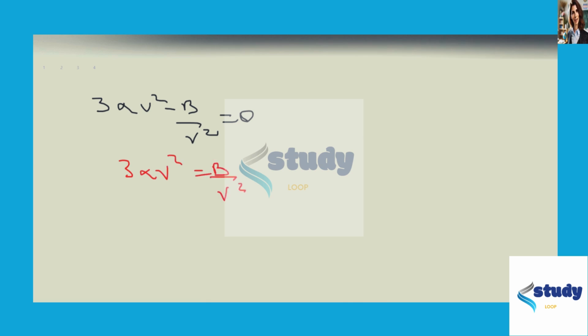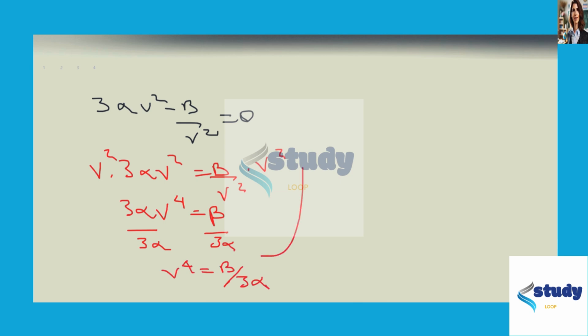We want to solve for v. So we cross multiply by v squared. We get 3 alpha v to the 4th power equals beta. And then we divide both sides by 3 alpha. And so v to the 4th power is beta over 3 alpha. We solve for v by taking the 4th root on both sides, so v is the 4th root of beta over 3 alpha, like that. And then now all we have to do is plug in the numbers.